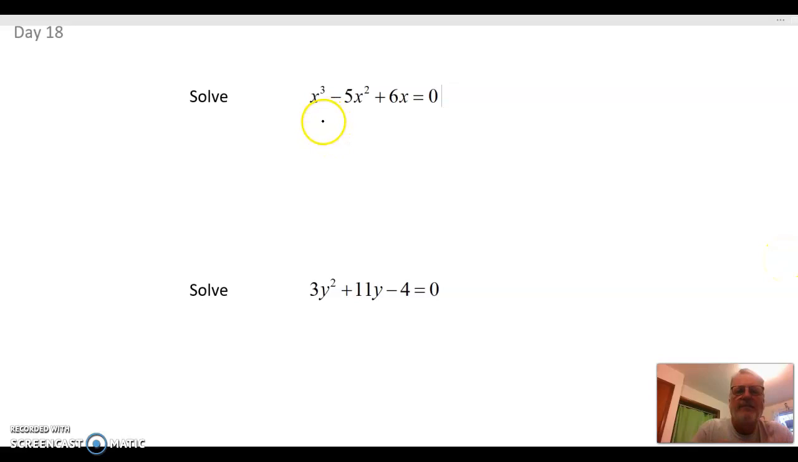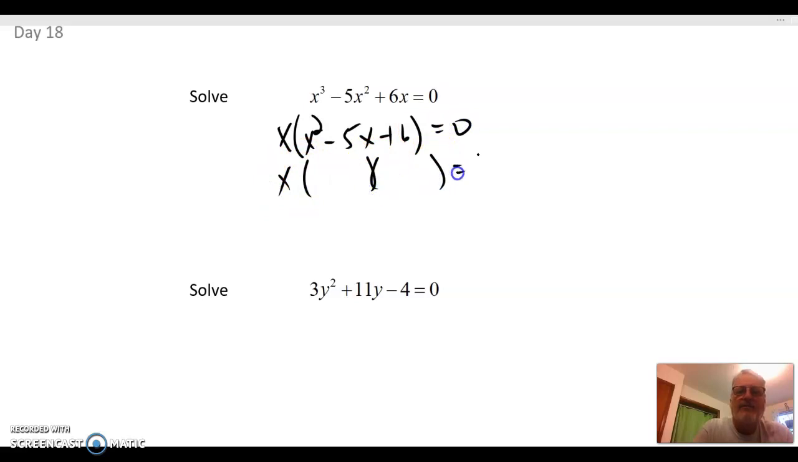Okay, so now here, I know I have a GCF of x, so that's going to leave me with an x squared minus 5x plus 6 equals 0. So that x just chills out there. Now I need factors of 6 that add up to be negative 5.